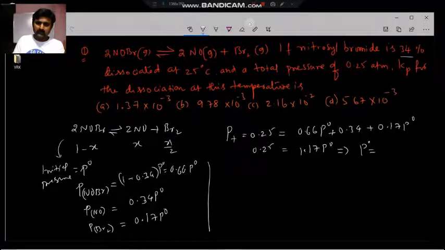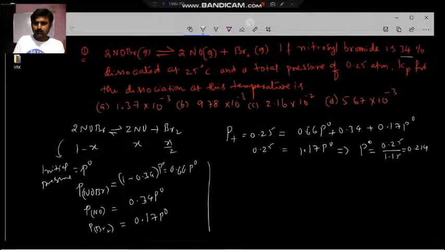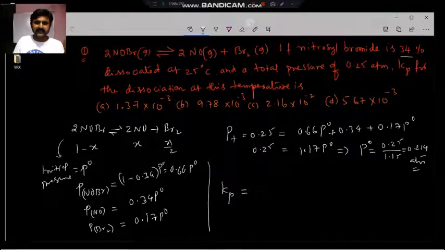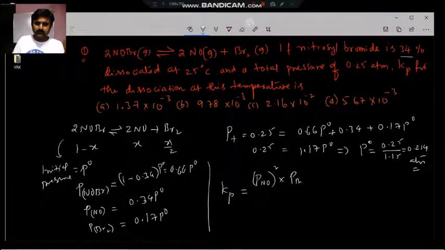So P naught is 0.25 by 1.17, which I got as 0.214 atm. This is the actual total pressure. From this you can find the equilibrium constant Kp. The Kp expression is the partial pressure of NO whole squared into the partial pressure of Br2, divided by the partial pressure of nitrosyl bromide whole square.